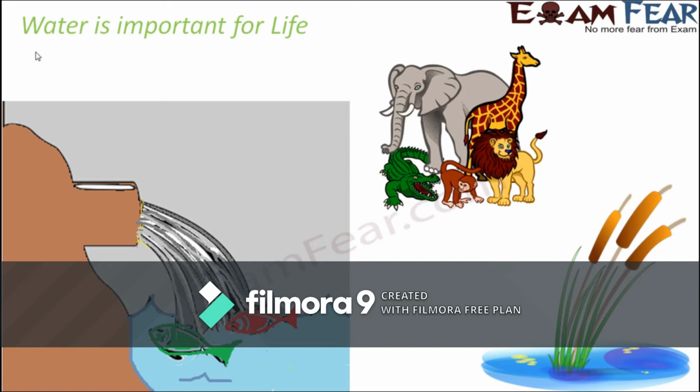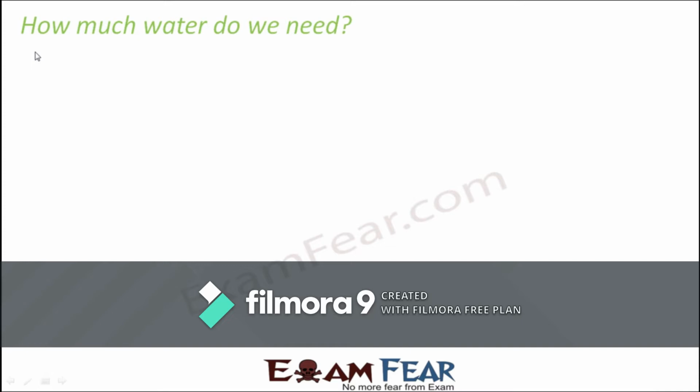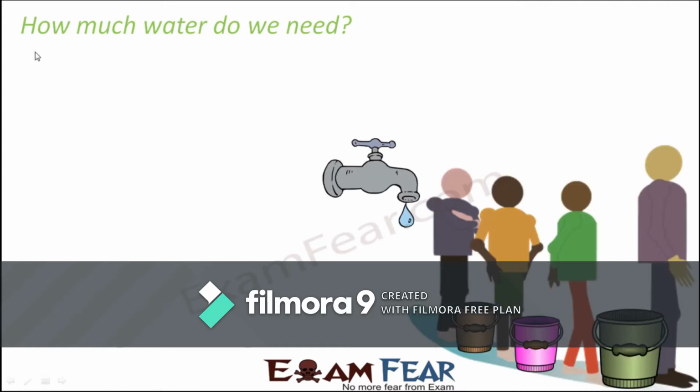So you think of any kind of living organism, whether it is plants or animals or insects or aquatic animals, everybody needs water. So we can say that water is important for life. So now the next question is, how much water do we need? We saw that we need water for a variety of purposes: cooking, drinking, washing, bathing, etc. But the question is, how much exactly water do we need?